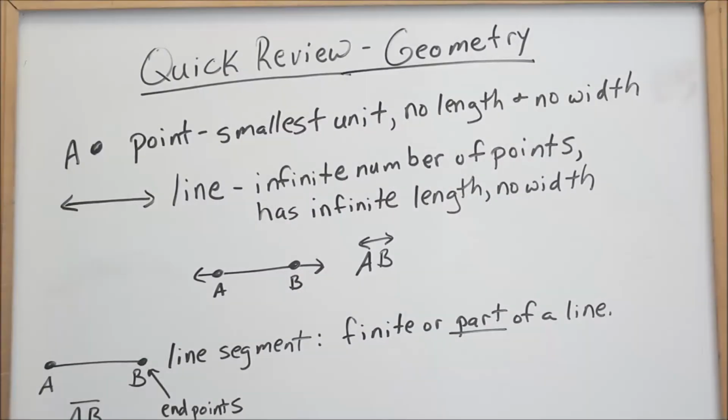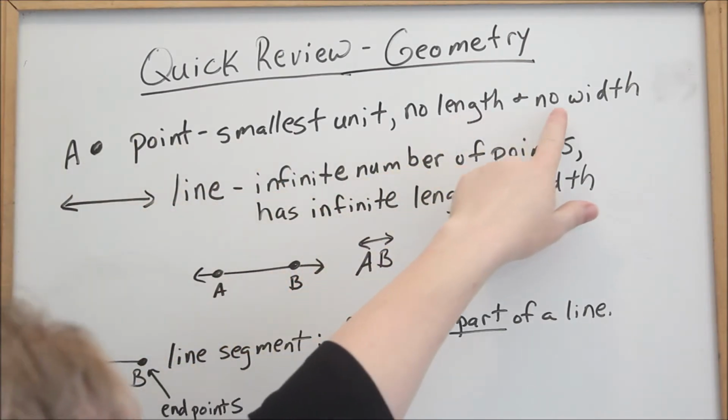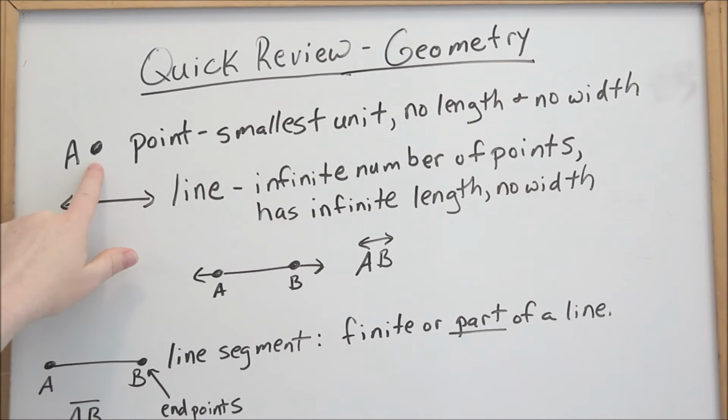Okay, in this quick review, we're going to do some geometry definitions. So here in geometry, the point, which is represented by a dot, is the smallest unit in geometry. It's the smallest unit of measurement. It has no length and no width. And usually you're going to see a letter with the point.